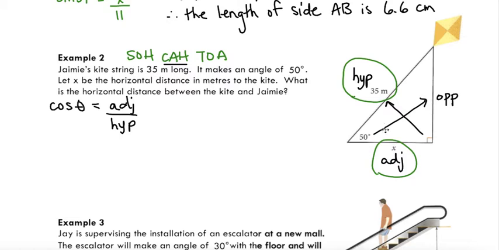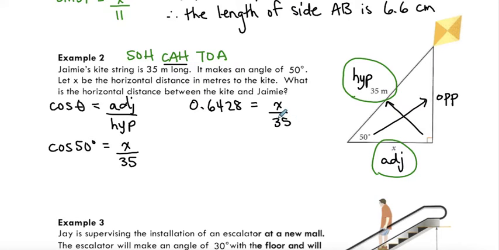Now I substitute in what I know. So cos of my angle, which is 50 degrees, is equal to x, which is the length of my adjacent side, over 35, which is the length of my hypotenuse side. And now it's very similar to what we did in the example above that, except now I have the cos of 50 degrees. So I'm going to use my calculator to figure out that measurement. Cos of 50 degrees to 4 decimal places is 0.6428, and that's equal to x over 35.